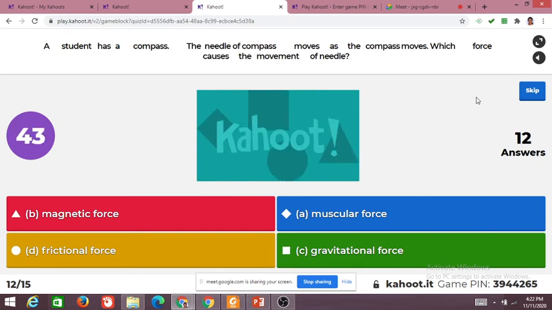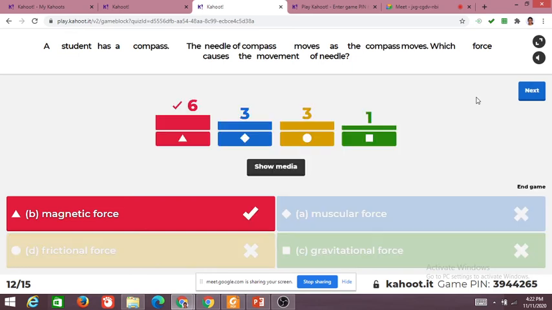Yeah, so I have got all of your answers. Most of you have answered it correctly, magnetic force. Some have answered muscular force. You thought that since you are holding it in your hand, it is muscular force, but you don't have any contact with the needle of the compass, right? So it is magnetic force. The needle is kind of magnetic, that's why it is happening there. So the needle is moving according to our direction. So it's magnetic force, okay?